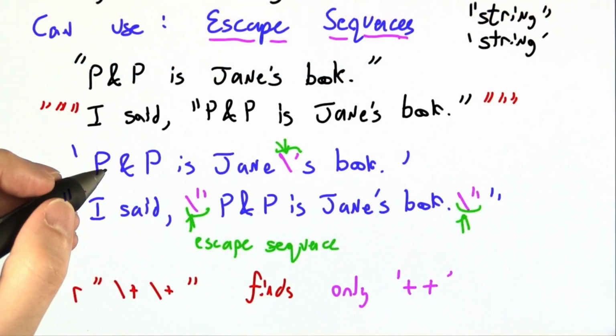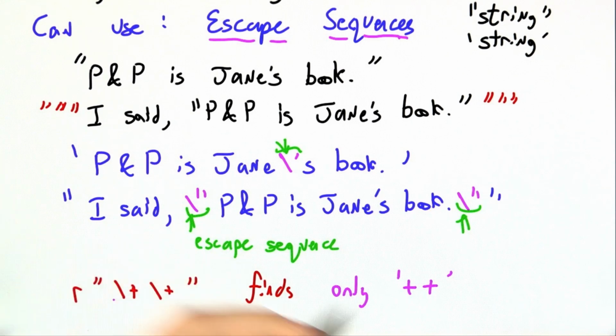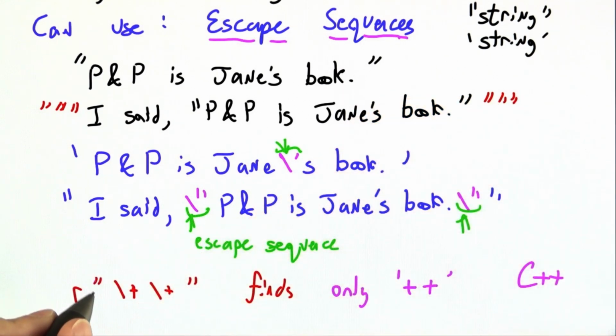Turns out that we can do the same thing in regular expressions. Suppose you want to find the string plus plus. This regular expression, backslash plus, has 2 escape sequences, and it finds only the string plus plus.